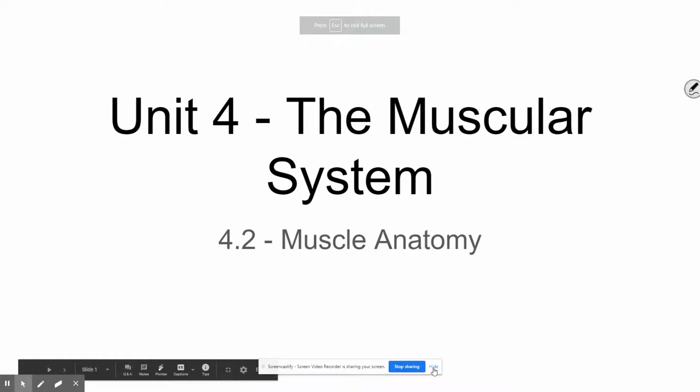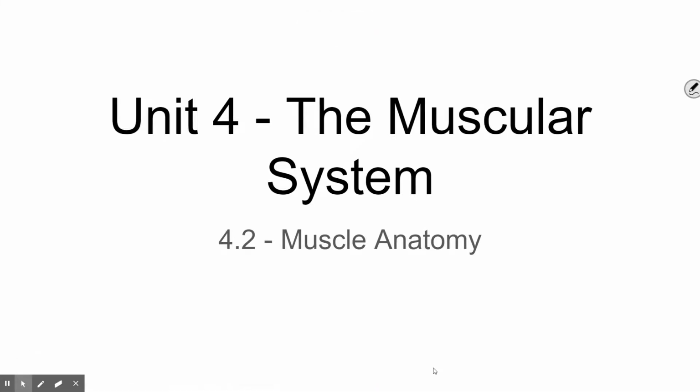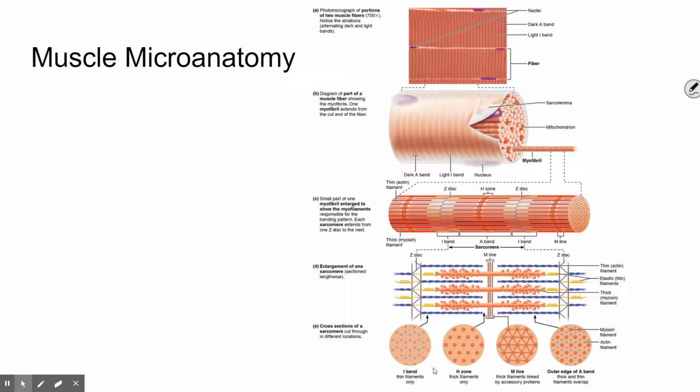All right, in this video we continue Unit 4, sorry, talking about the muscular system. This is 4.2, muscle anatomy. So we're basically going to be looking at some of the parts of the muscles, which sets us up for the next lecture where we'll be looking at how muscles work.